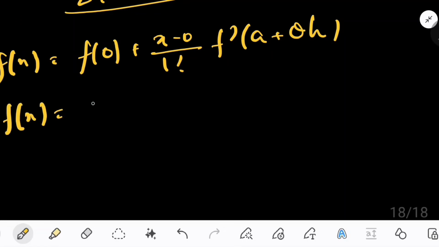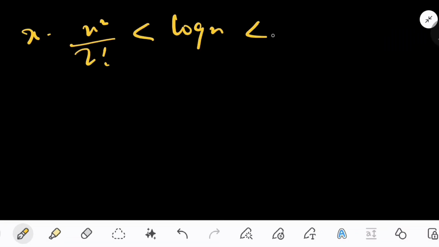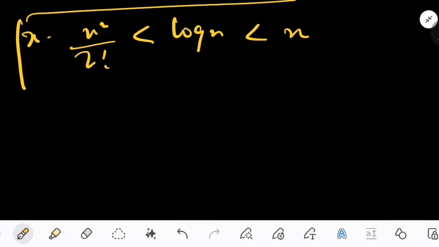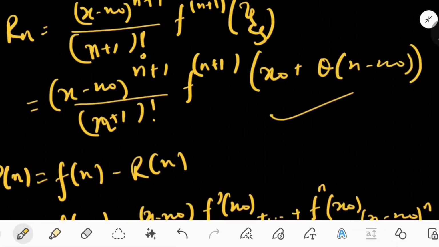So f of x is equal to x into 1 plus theta x, right? This you will get, obviously. So when you substitute theta as 0, you get the minimum value. So you get log x, minimum value of the denominator, so you get the maximum value of the expression. Log x will be less than x. So you end up getting x minus x square by 2 factorial is less than log x, and this is less than x, right? I hope you understood it, right? Rest you can do on your own, okay?